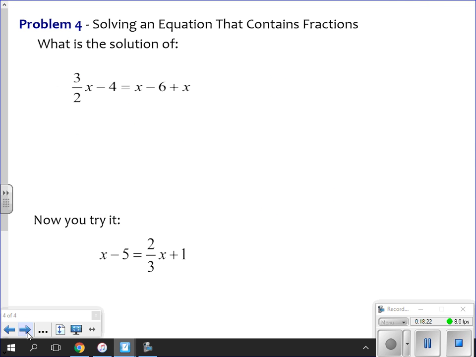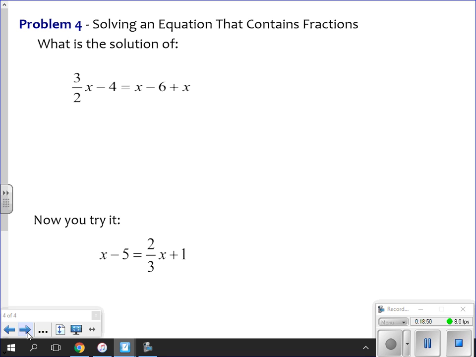And now we get to the fun one, he says, jokingly. Okay, how many of you want to solve a problem with fractions in it? Oh, you're lying. I'm interested. I couldn't figure this one out.